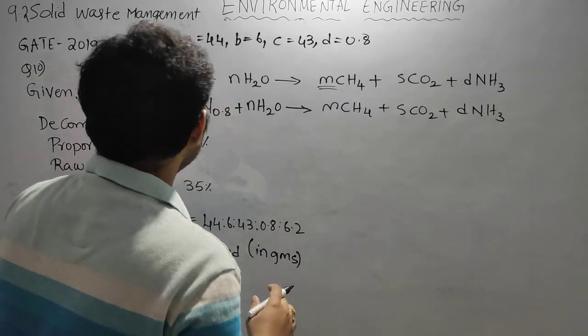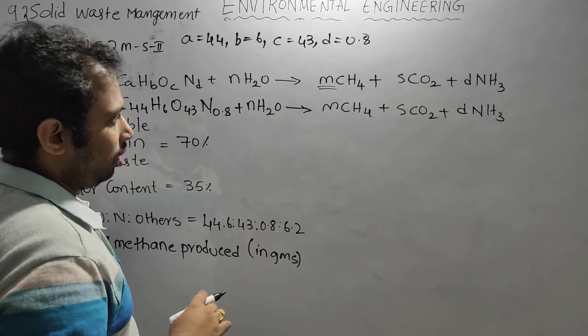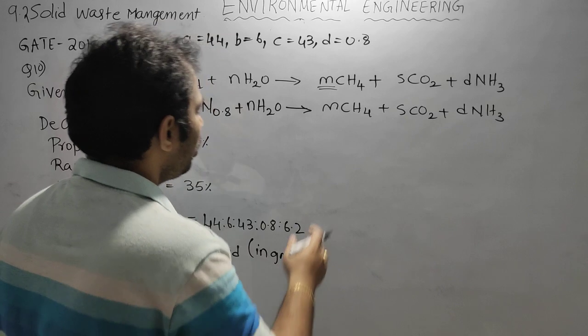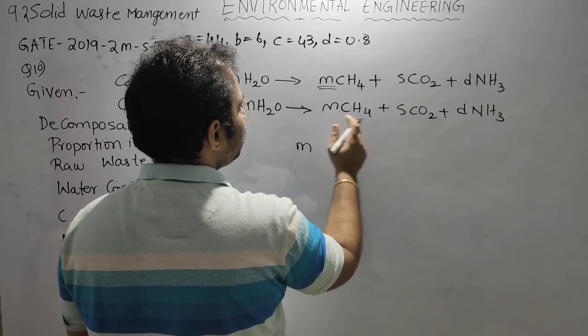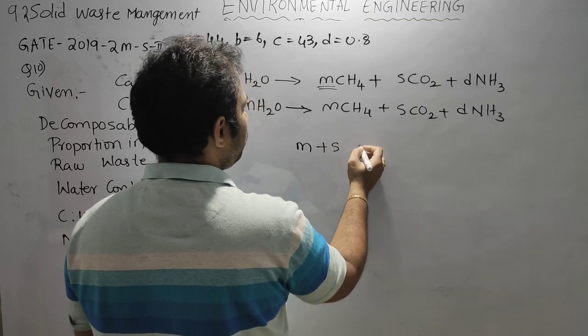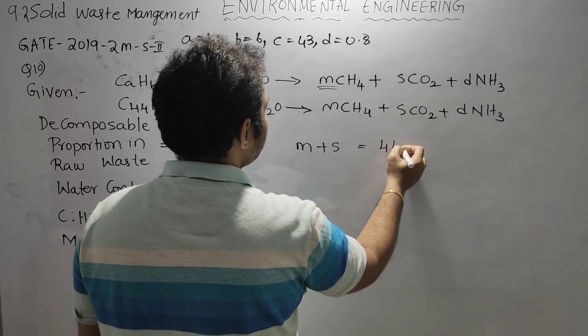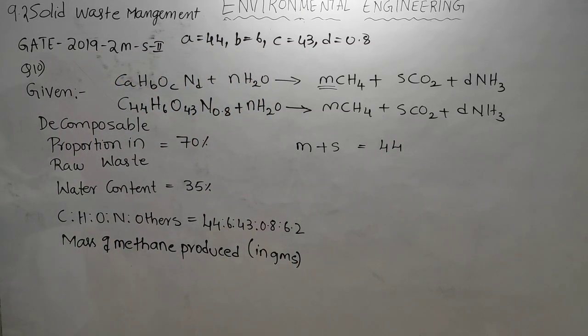So how many carbons are here? 44 on the left hand side. On the right hand side, how many carbons are there? Here m carbons are there, here s carbons are there. So m plus s is equal to 44.